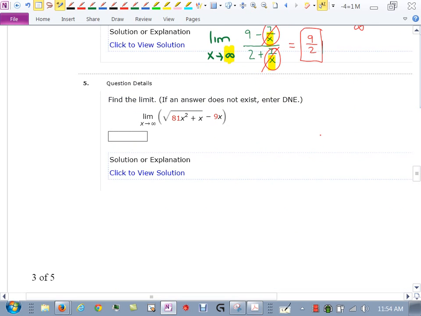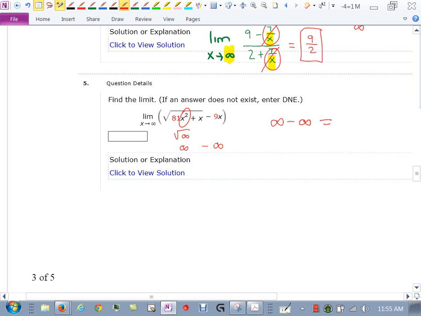Okay, what about this one? Find the limit as x goes to infinity of this expression. So we have infinity in here squared, that's infinity, plus infinity. So we have square root of infinity, which is still infinity. And then we have minus 9 times infinity is infinity. So we have infinity minus infinity. This again is what we call an indeterminate form.